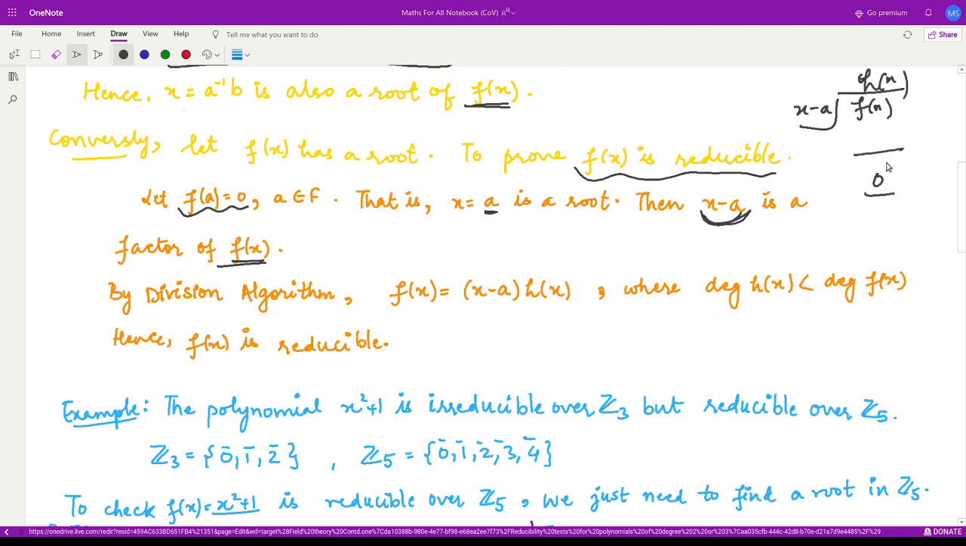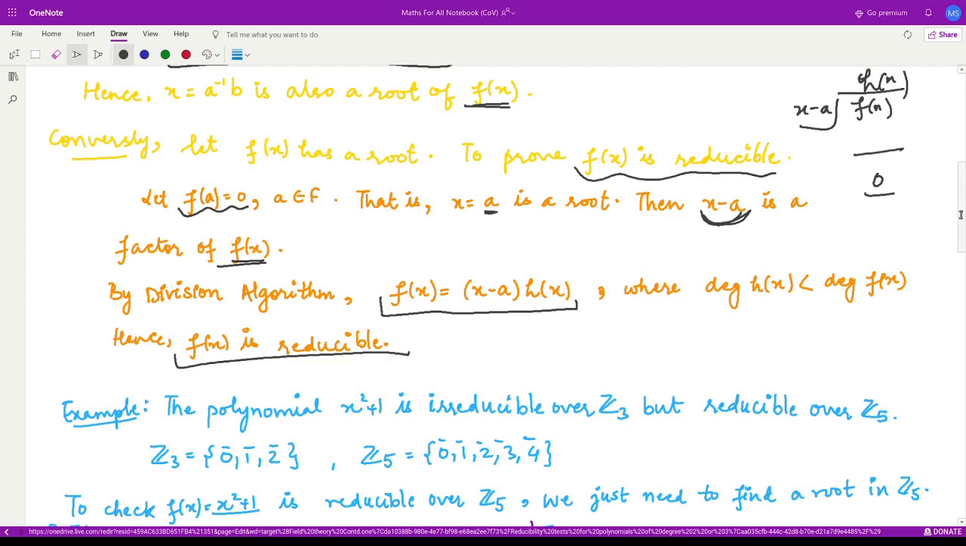So by the division algorithm, we can write f(x) is equal to (x minus a) multiplied by some other polynomial, which is the quotient polynomial, say h(x), where the degree of h(x) is less than the degree of f(x), so that we can say that f(x) is reducible, right? So this is the result.